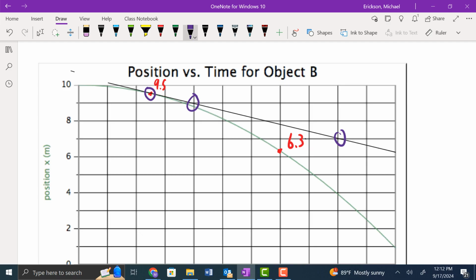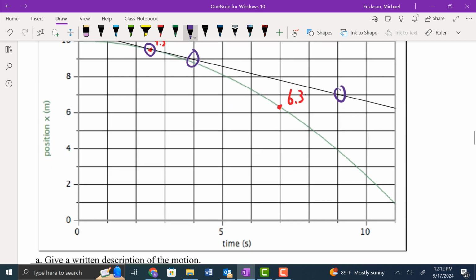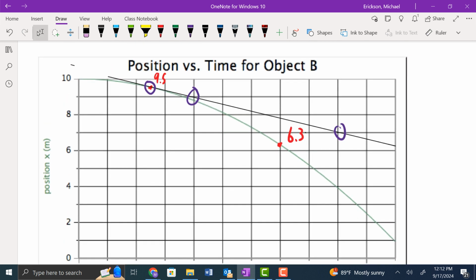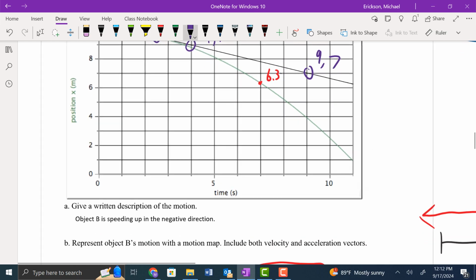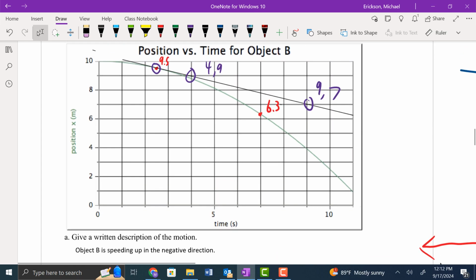You know what? I'm going to take these 2 points. I'm going to take this point, which is 9 and 7, and I'll take this point, which is 4 and 9. About. It's a little bit under. So let's see what we get here. 9 and 7, 4 and 9. Let me not mix it up.